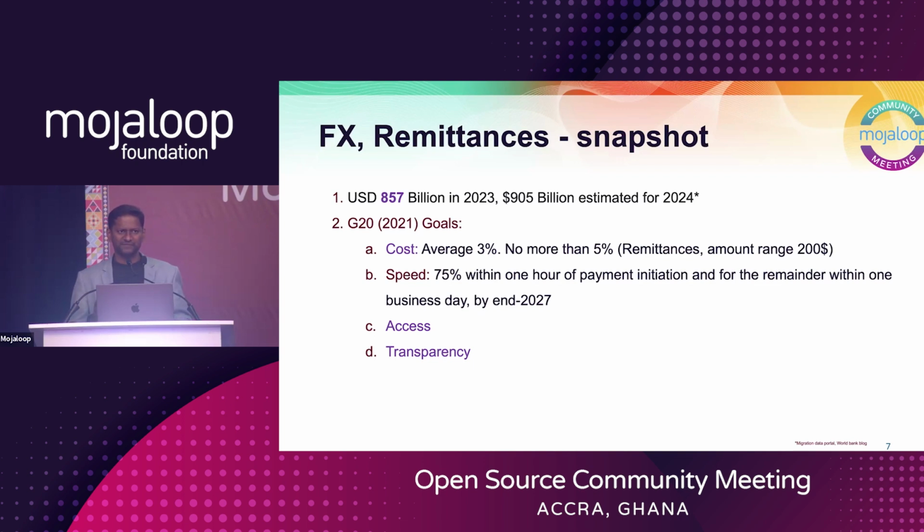And then about the speed, the goal was that 75% of the transfers should happen within an hour of payment, and the rest within that business day, but not more. And then talking about access, the goal was that it should support scenarios where users or recipients might not have bank accounts. And then transparency. Transparency as in knowing the entirety of the fees at every phase, so that the user knows what is being charged where.